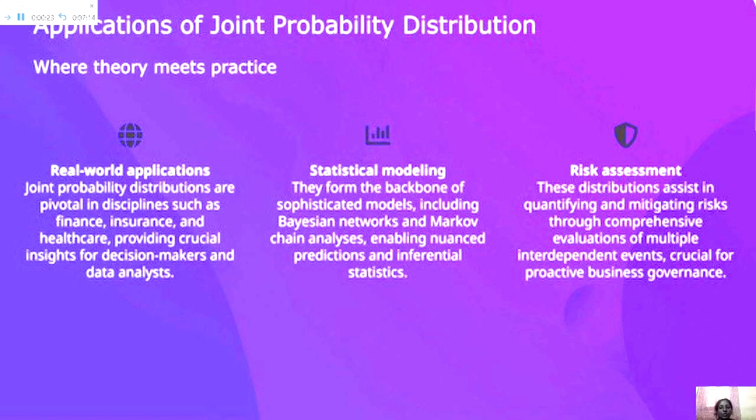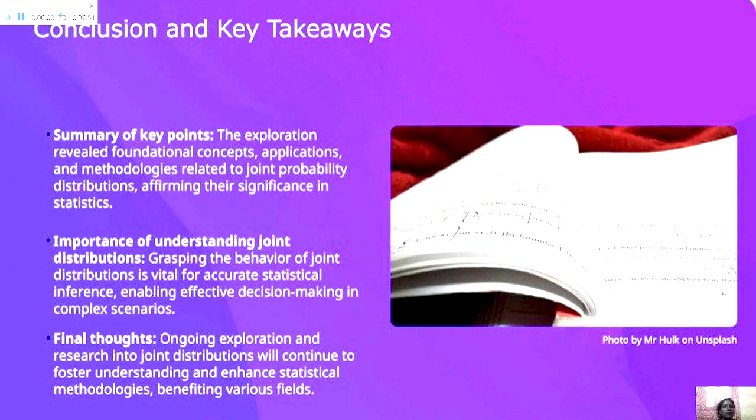Statistical modeling. They form the backbone of sophisticated models, including Bayesian networks and Markov chain analysis, enabling nuanced prediction and inferential statistics. Risk assessments. These distributions assist in quantifying and mitigating risks through comprehensive evaluations of multiple independent events, crucial for proactive business governance. Now we have the last slide, conclusion and key takeaways.